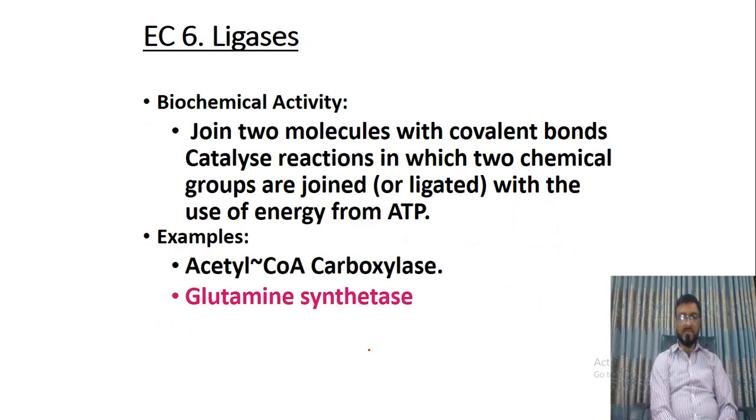Then the final class, the sixth class, is the ligase. That is normally used in biosynthetic processes most of the time. It joins two molecules with covalent bonds, catalyzing the reaction in which two chemical groups are joined with the use of energy because it's a synthetic process. So there will be use of ATP to synthesize. It's an anabolic type of reaction. There are several examples: acetyl CoA carboxylase, glutamine synthetase.